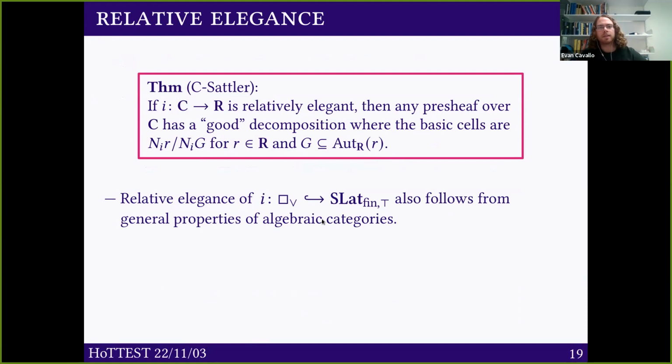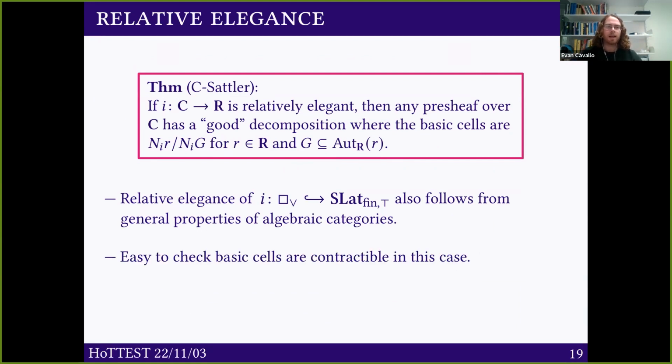And the relative elegance of this thing, like the existence of the Reedy structure here, we also managed to get from some general properties of algebraic categories. And it's easy to check things on the basic cells, and I clearly don't have time to talk about that. So then we have what we need to finish our proof.